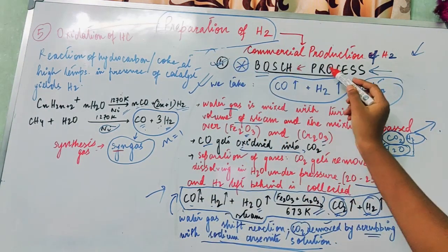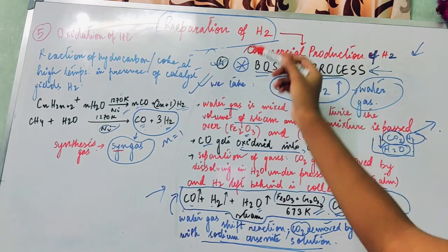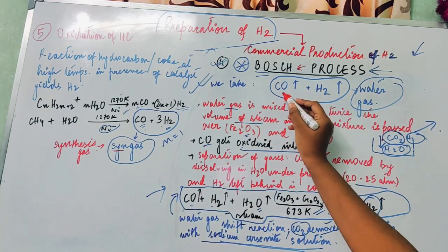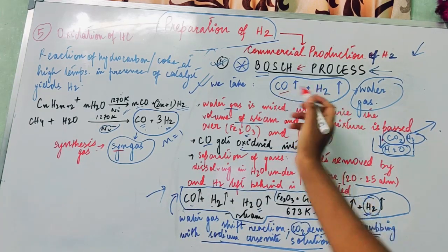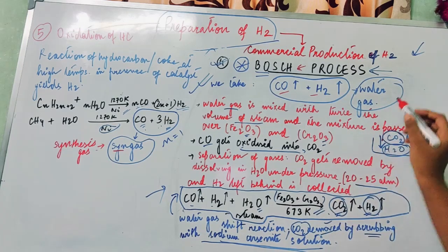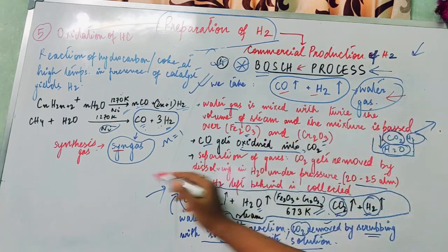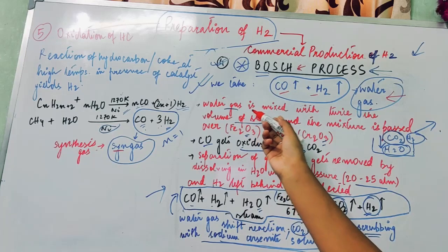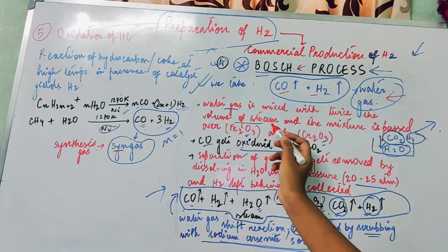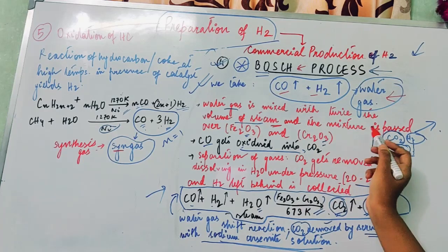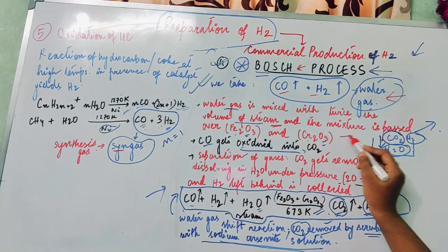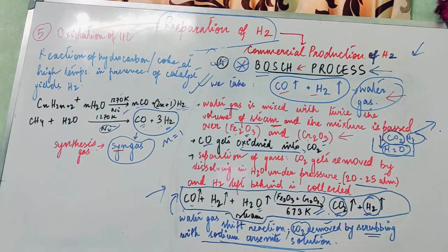Now we'll be looking into one of the most important methods of preparation of dihydrogen, which is the Bosch process. The pronunciation is Bosch, but the spelling is BOSCH. What we basically do is we take CO plus dihydrogen, both in the form of gas, which is also known as water gas and also called syngas, which we will come to later. Why is it known as syngas? So we take water gas and mix it with twice the volume of steam, and the mixture is passed over ferric oxide and chromium oxide, which are present as catalyst.